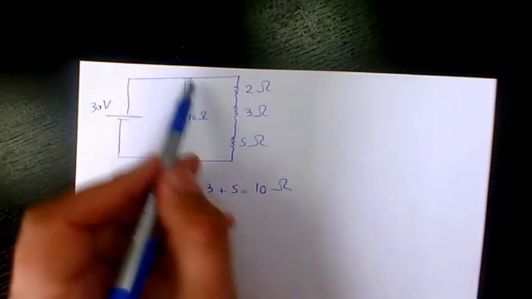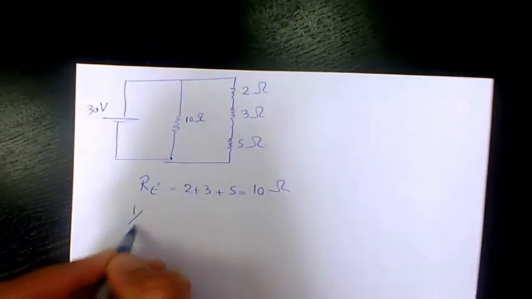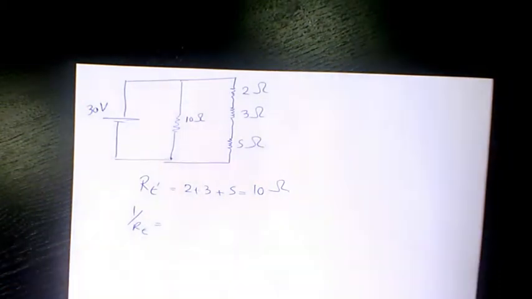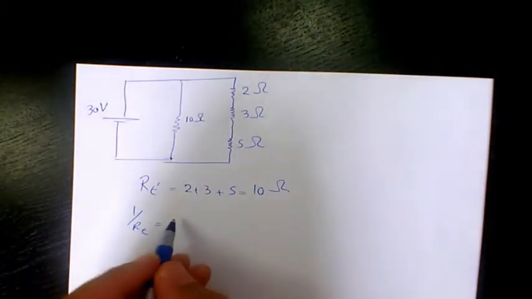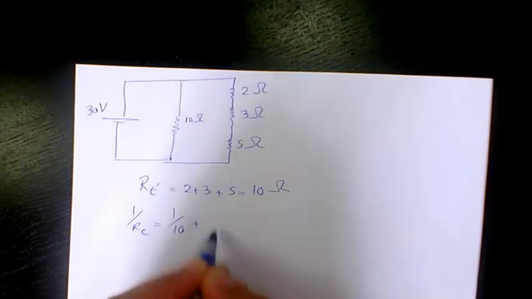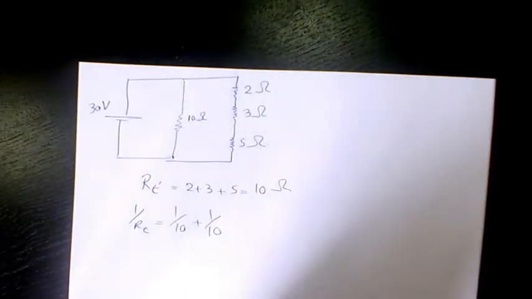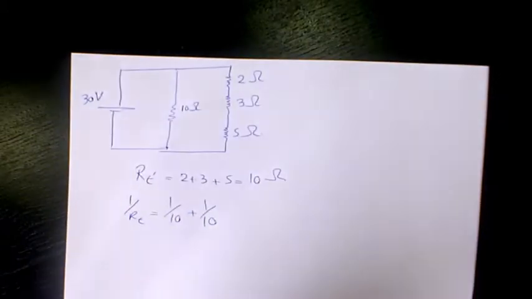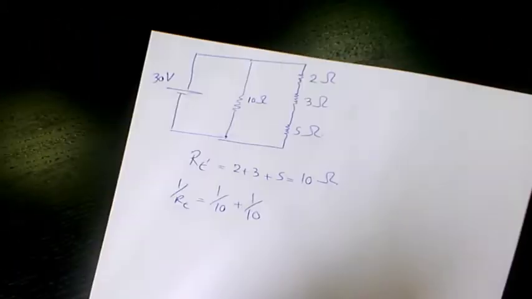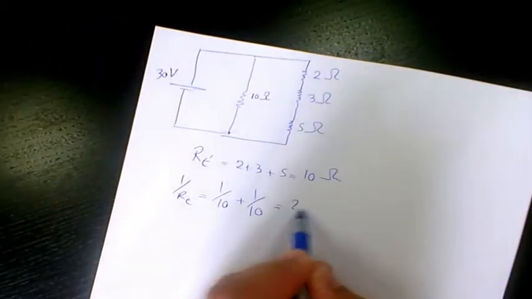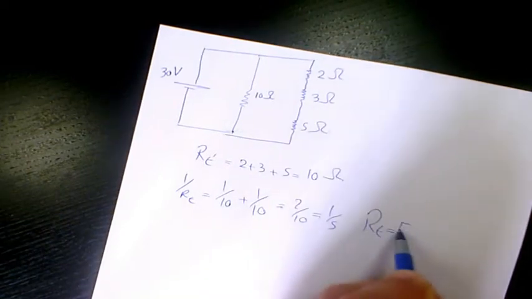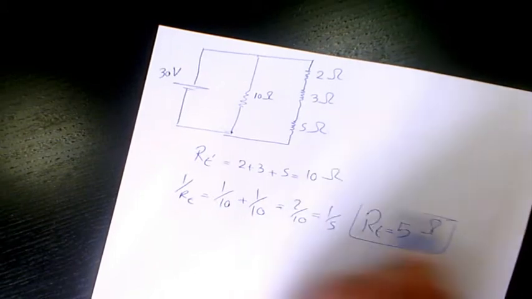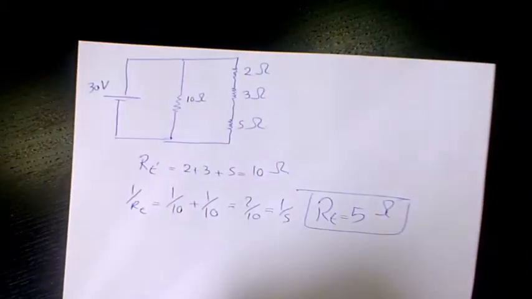So we have 10 and 10 in parallel. So 1 over RT, the total equivalent resistance based on these two branches, is going to be 1 over 10 plus 1 over 10. That's how we find the equivalent resistance in a parallel circuit. So 1 over 10 plus 1 over 10 is going to be 2 over 10 or 1 over 5. It means that RT is 5 ohm. So that's the equivalent resistance for the whole circuit.